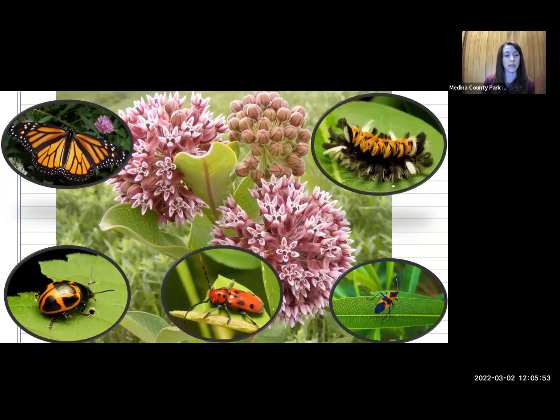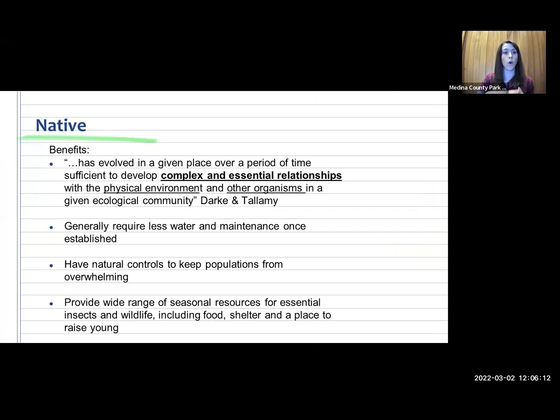In return, the plant itself is going to get pollinated. It has these big flowers attracting them and other pollinators. But this is just one example of a very complex and essential relationship that these animals and plants have, and it was able to be created over a long period of time.